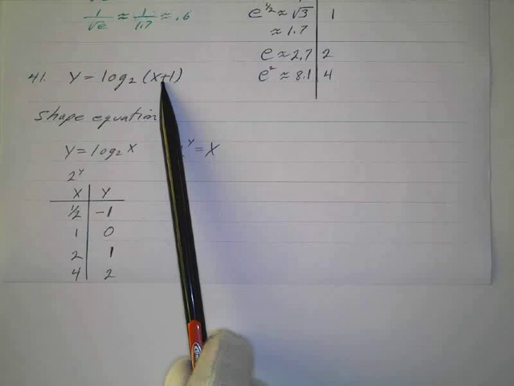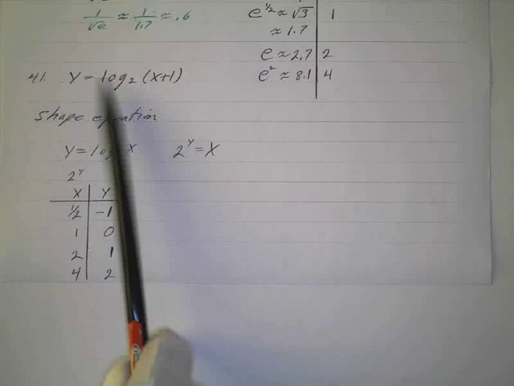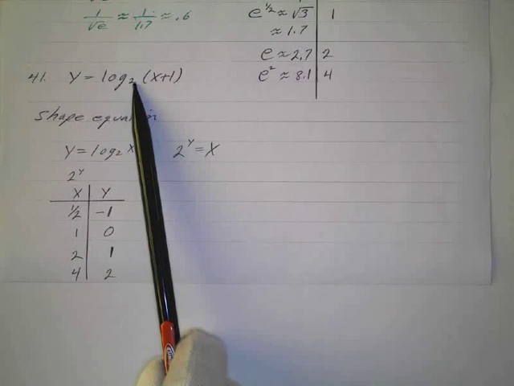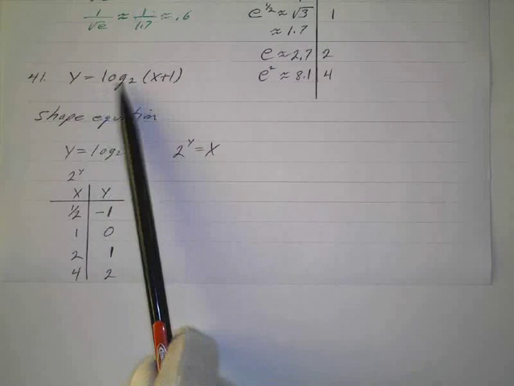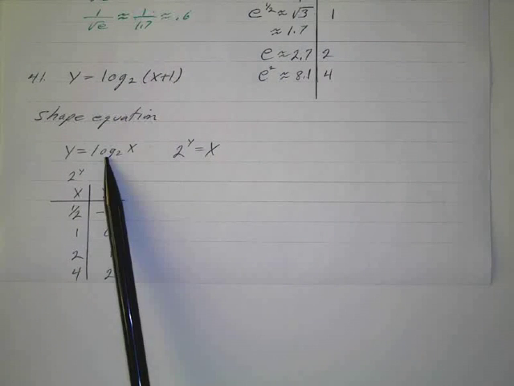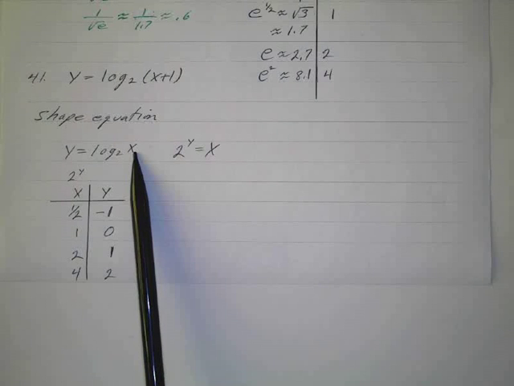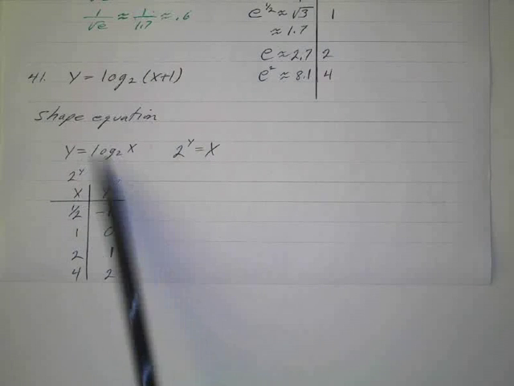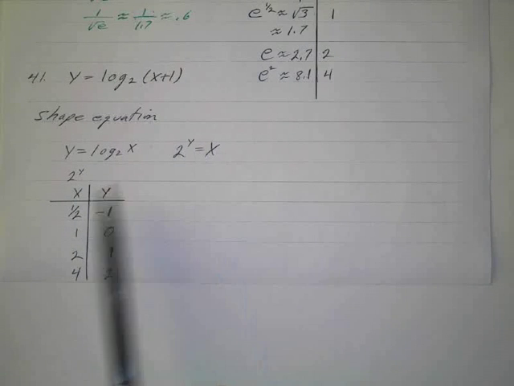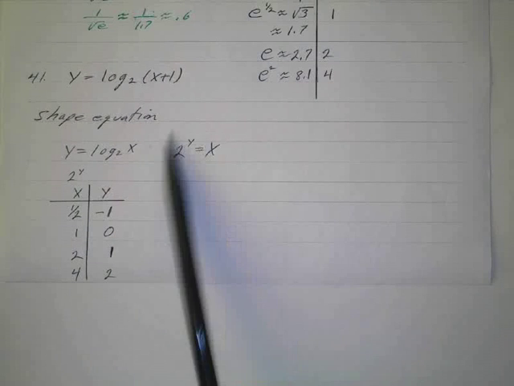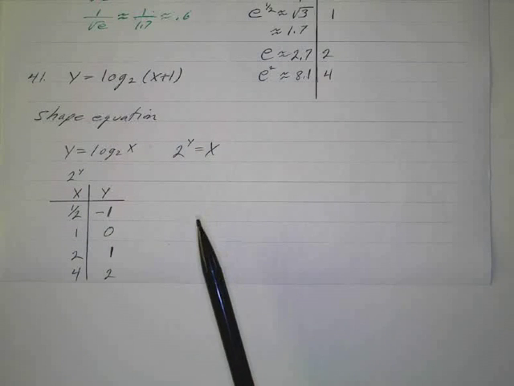So we can get some points for the shape equation. Now, again, this might elude you. It might be panicky, but all we have to do is change this to an exponential equation. If y equals log base 2 of x, this is my base, this is my exponent, and that's my answer. So I just make a table of values, and we've done this. We've used 2 to the x when we graphed this, so it's pretty easy.